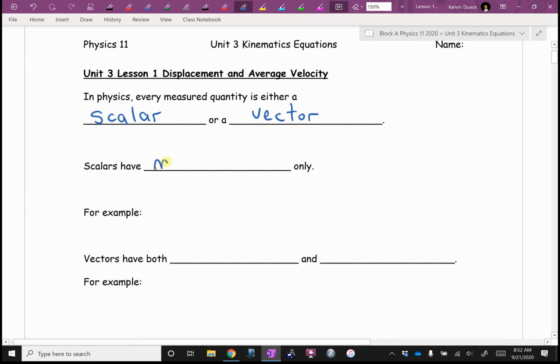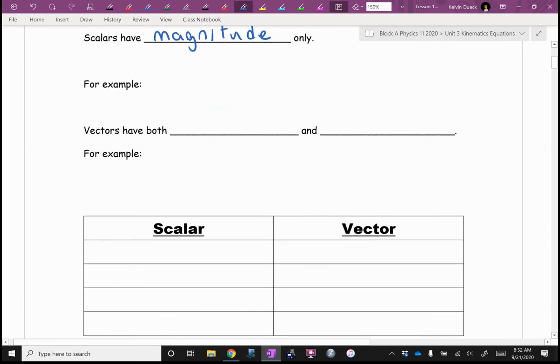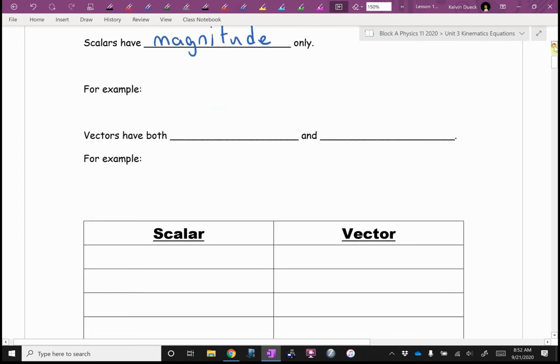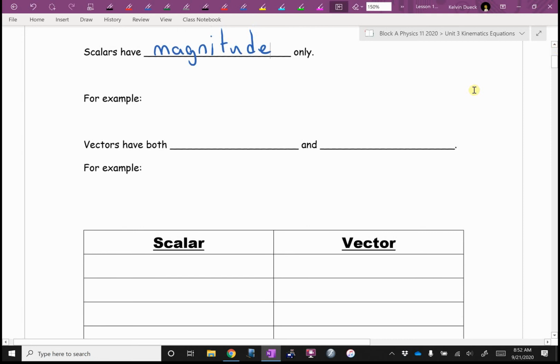Scalars have magnitude, fancy word for size, only. Scalars have magnitude only. For example, area is a scalar. How big is that field? 120 square meters. You don't say 120 square meters north. It makes no sense. Magnitude only, they just have size.